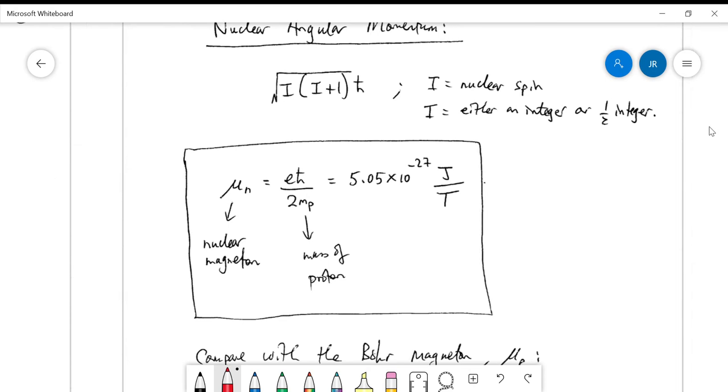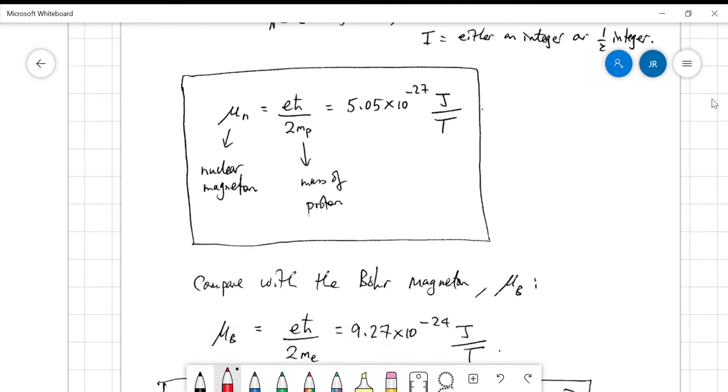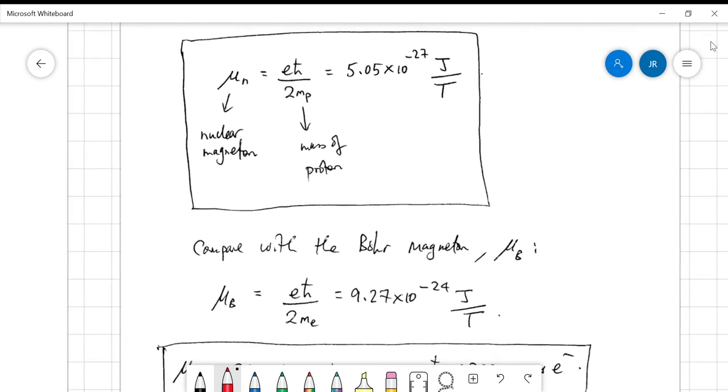And we can see here the nuclear magneton, which is exactly the same equation as the Bohr magneton for the electron. Mu n is the unit charge e h bar over 2 m_p, and that's approximately 10 to the negative 27 joule per Tesla. We don't really look in that much detail at the nuclear magneton in this course, so we'll just mention it in passing, more for a comparison with the Bohr magneton for the electron, which I've got here.